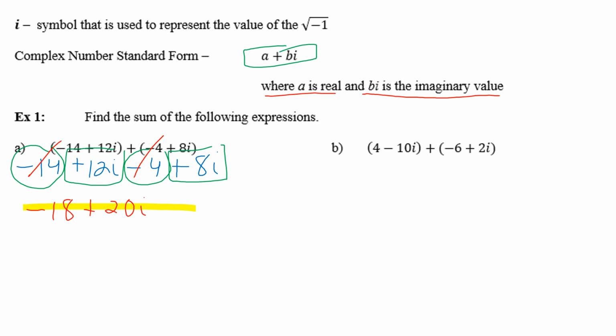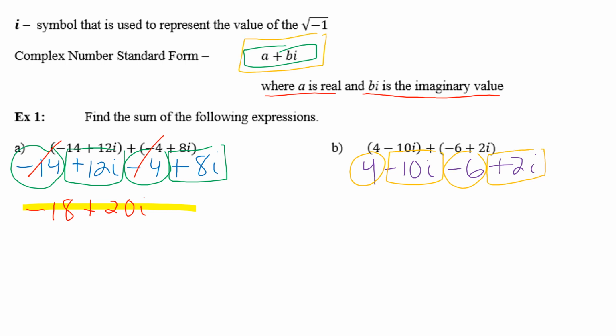Looking at B, same concept. We have the quantity 4 minus 10i plus the quantity -6 plus 2i. Again, in front of both sets of parentheses is just a positive 1, so distributing a positive 1 won't change anything. So we're allowed to just rewrite it minus the parentheses exactly how we see it, and then shape it up. Positive 4 will combine with the -6, and -10i will combine with a positive 2i.